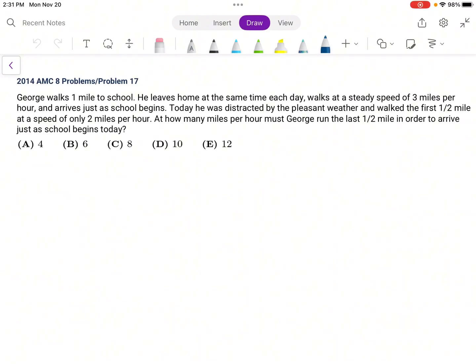George walks 1 mile to school every day with a steady speed of 3 miles per hour, and he arrives at school just as school begins, so the time he walks to school will be 1 mile divided by 3 miles per hour. Today he was distracted and walked the first half mile at a speed of 2 miles per hour, so the time it took him to walk the half mile would be 1/2 divided by 2.